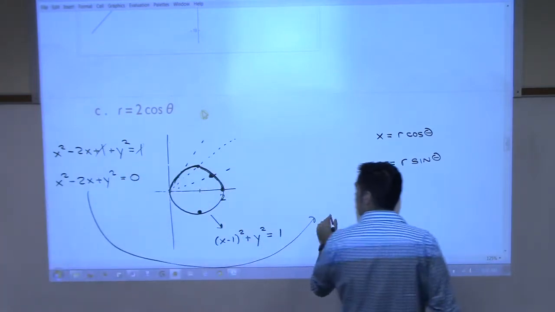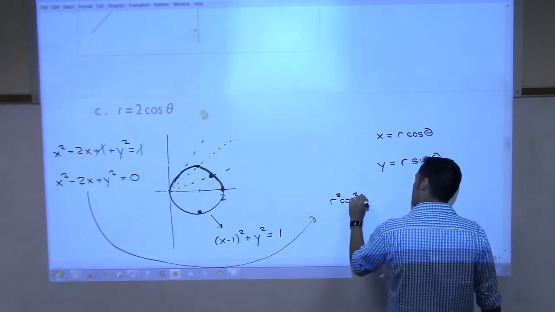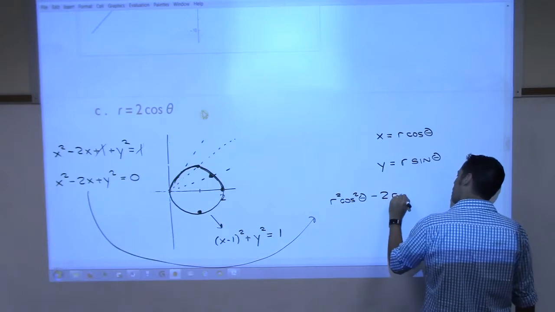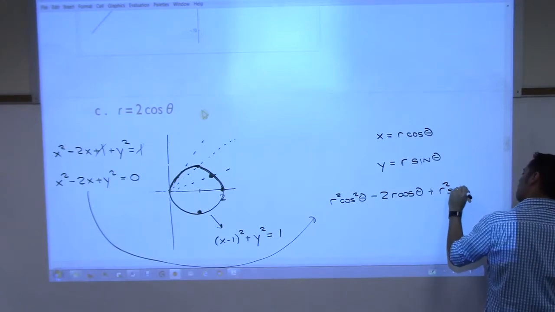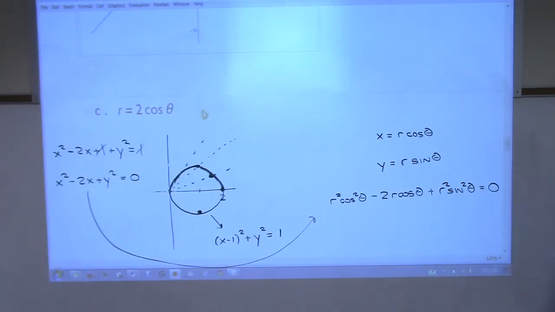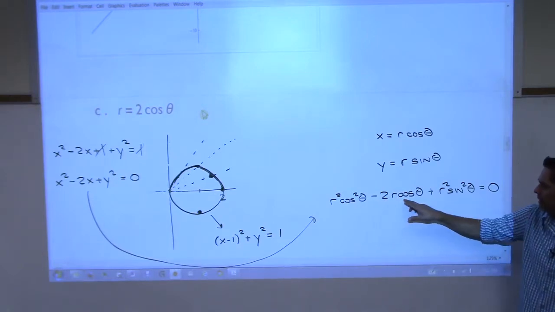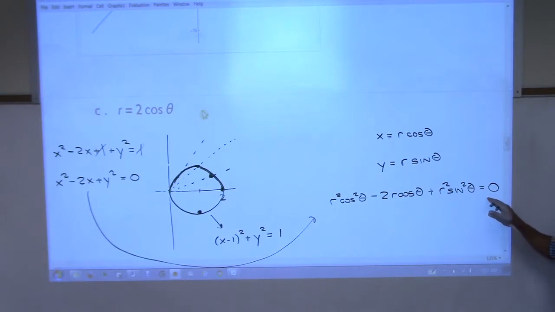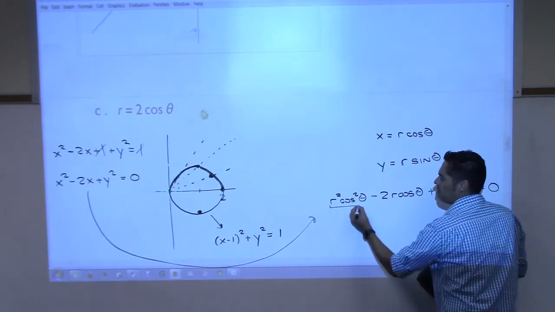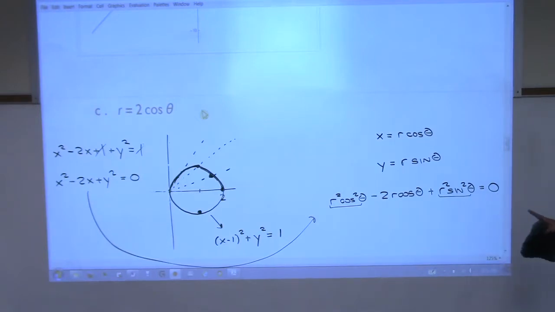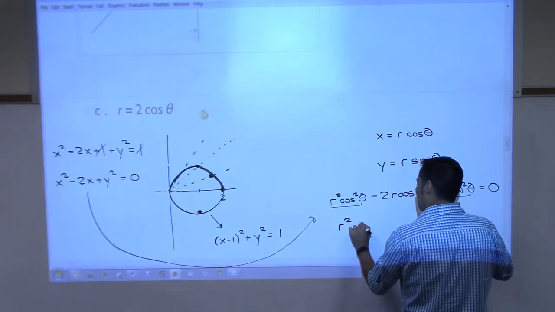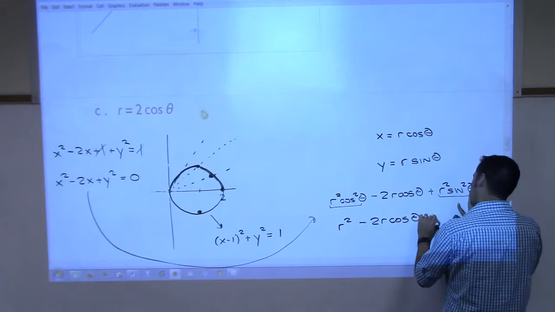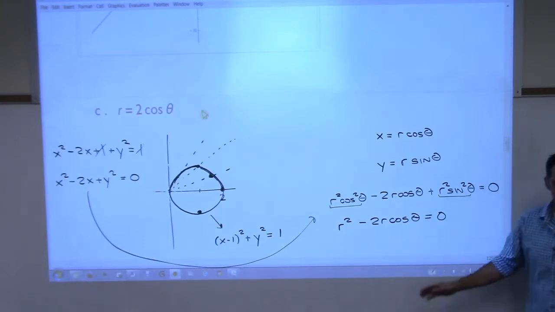So let me take this over here. I get r squared cosine squared theta minus 2r cosine theta plus r squared sine squared theta equals 0. Y'all still with me? That's x squared minus 2x plus y squared equals 0. Now, you recognize that if I factor an r squared out of just those two, I get cosine squared plus sine squared, which would be 1. Okay, so if I factor out, I'm going to get r squared minus 2r cosine theta equals 0. Did I do too much, or is that all right?